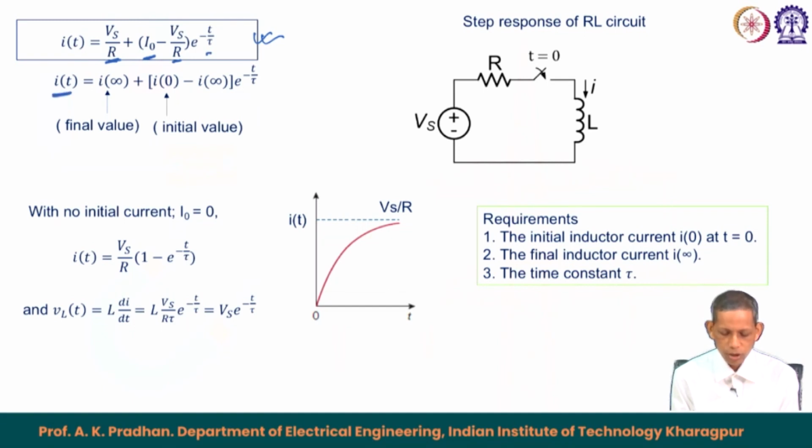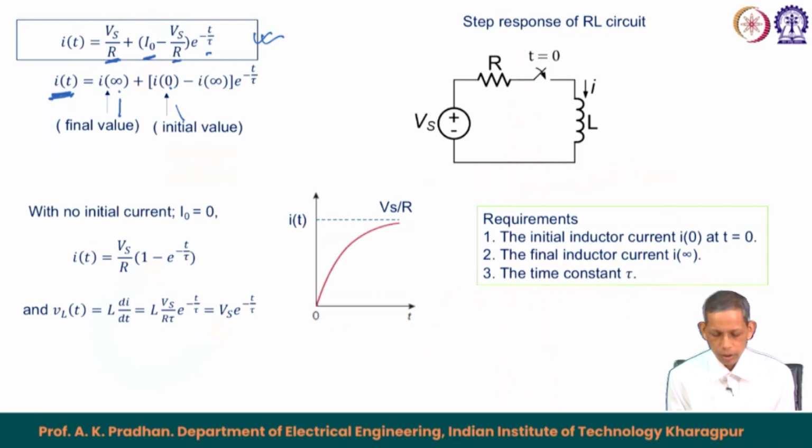So, we can put this i(t) in terms of I infinity, the final value, and I naught, the initial value, minus I infinity, the final value, times e to the minus t by tau. So, once again the complete response is i(t) equals I infinity plus I naught minus I infinity times e to the minus t by tau. This is similar to the voltage relation we got for the RC circuit, v(t) equals V infinity plus V naught minus V infinity times e to the minus t by tau.